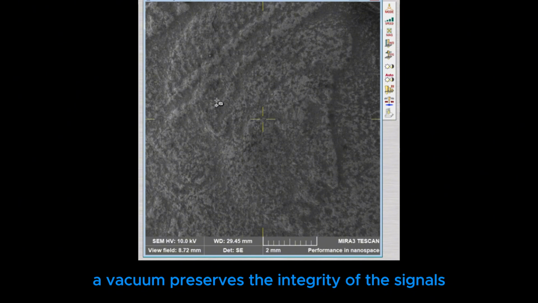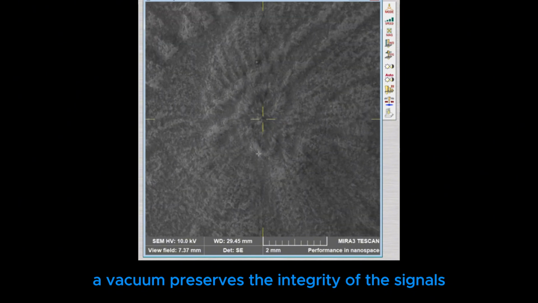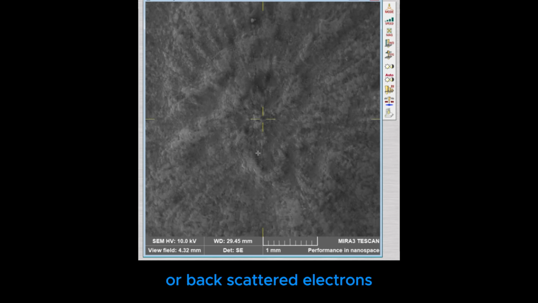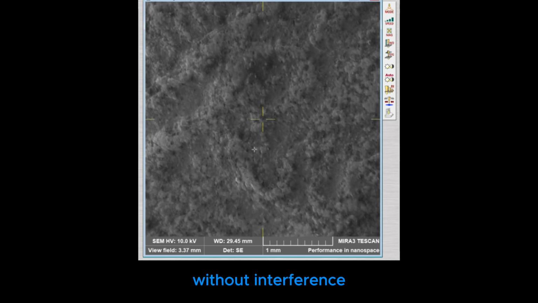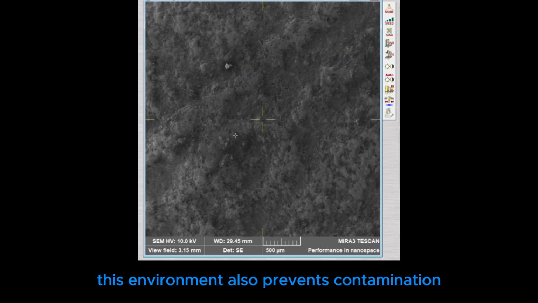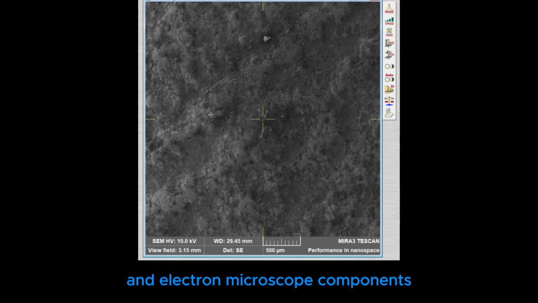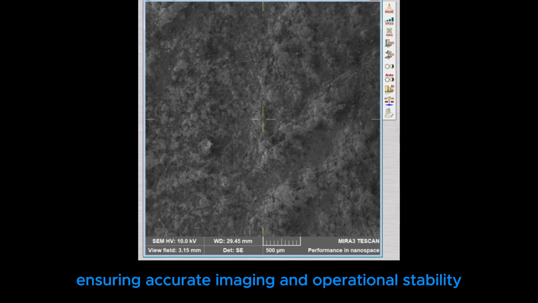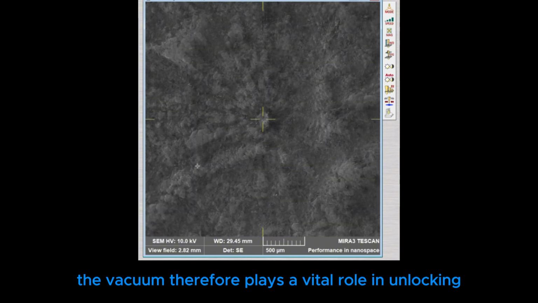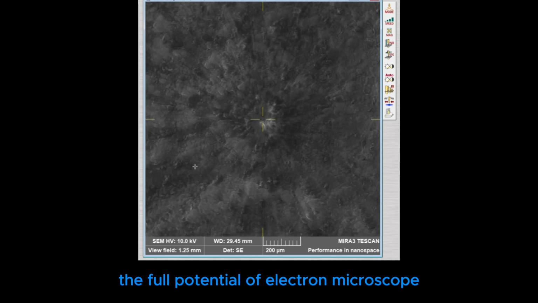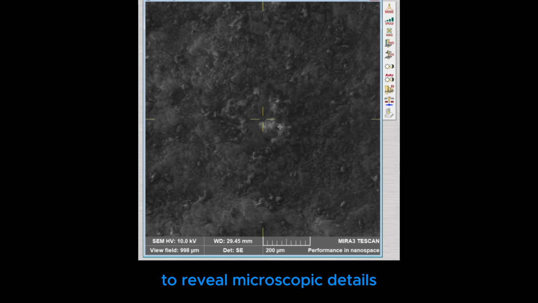Additionally, a vacuum preserves the integrity of the signals emitted by the sample, such as secondary electrons or backscattered electrons, enabling them to reach the detectors without interference. This environment also prevents contamination or oxidation of the sample and electron microscope components, ensuring accurate imaging and operational stability. The vacuum, therefore, plays a vital role in unlocking the full potential of the electron microscope to reveal microscopic details.